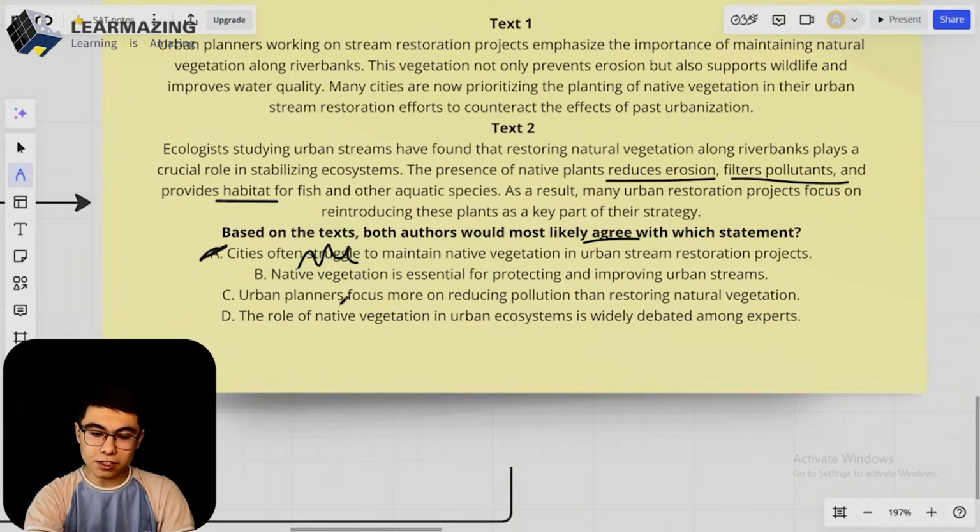Choice C: Urban planners focus more on reducing pollution than restoring natural vegetation. There's no comparison here, so that's why choice C is wrong. Choice D: The role of native vegetation in urban ecosystems is widely debated among experts. There's no debate in both of these texts, so D is also wrong. And as you can see, choice B is the best answer choice here.